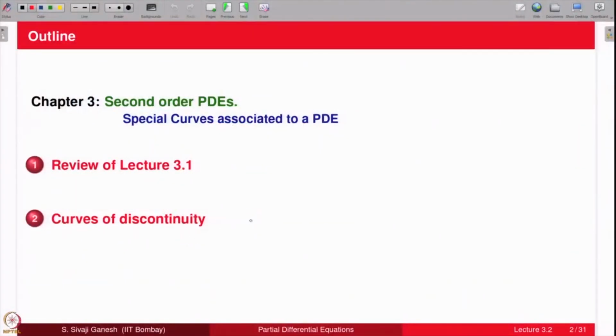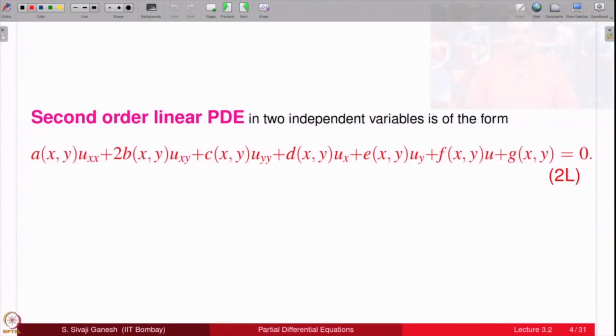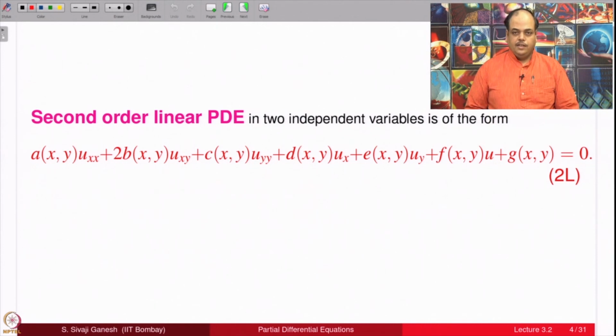As you know, the second order quasi-linear equations we are denoting by 2QL, and it stands for a u_xx + 2b u_xy + c u_yy + d = 0, where a, b, c, d are functions of x, y, u, u_x and u_y. They are defined on some subset of R^5, which is called omega. A special case would be a second order linear equation. The general linear equation looks like this.